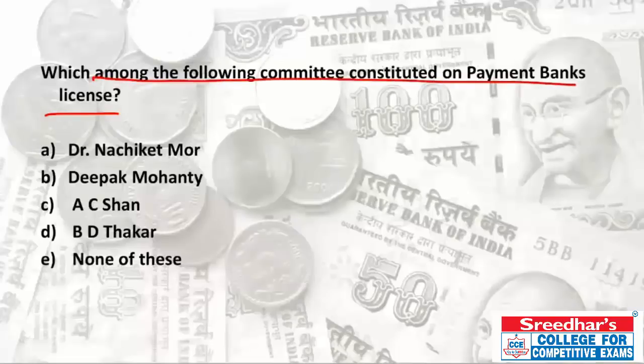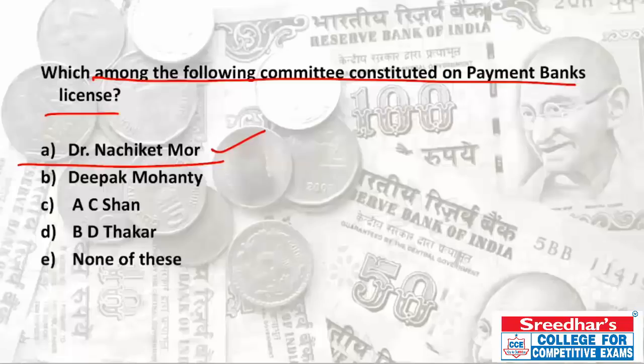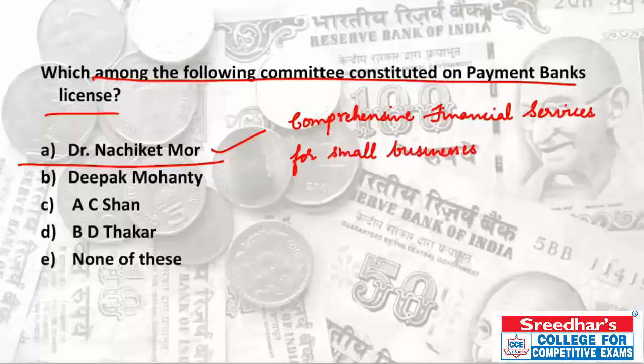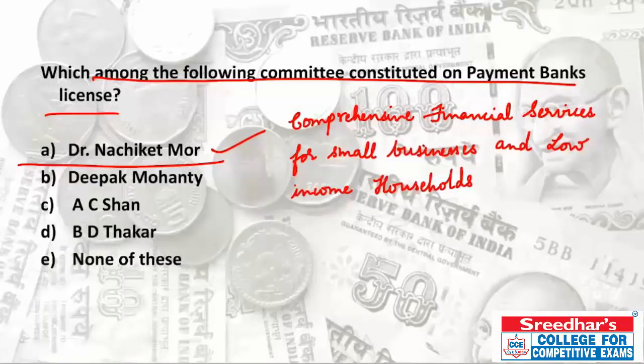It is the Nachiket More Committee. This is a committee on comprehensive financial services for small businesses and low income households. This was set up by RBI in September 2013 under the leadership of Nachiket More. So this committee has made recommendations.